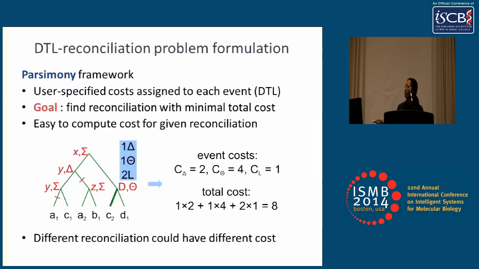You can see that if we have a proposed, given reconciliation, it's very easy to determine the total cost. So for example here, if we have one duplication, one transfer, and two losses, then we can just multiply by the corresponding event cost and figure out the total cost for this reconciliation. And obviously, different reconciliations can have different costs.